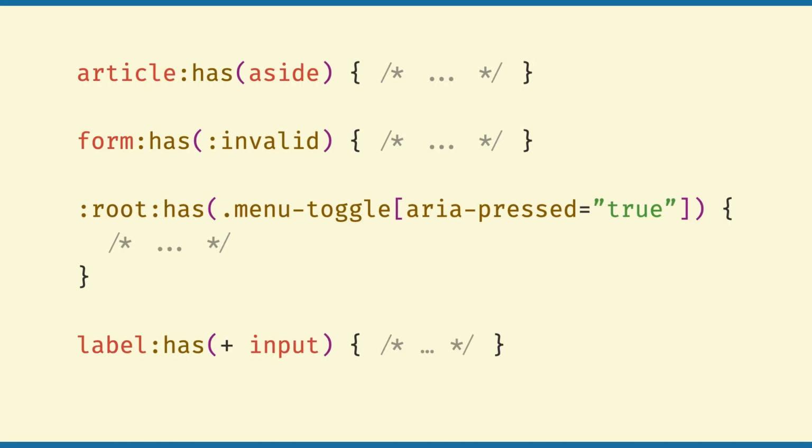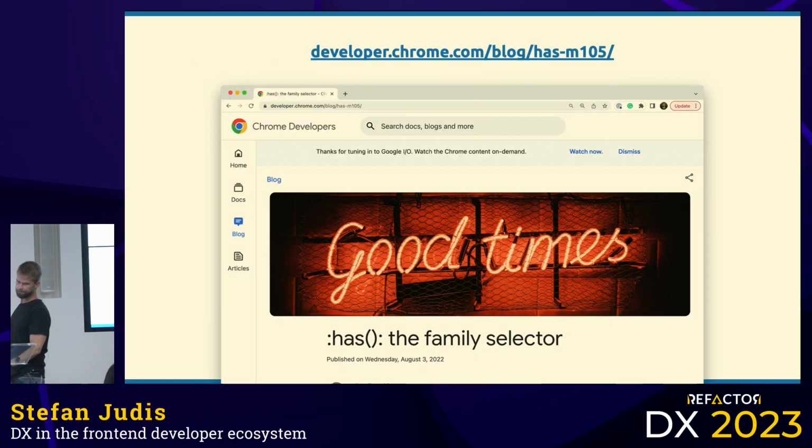If we, for example, want to have an article have a 2/3, 1/3 grid when there's an aside element in there, use has. If you want to style the form when there is somewhere inside of this form an invalid input element, use has. Maybe you want to shift around the entire body when there is a toggle for mobile navigation inside of the body, use has. I think you get the idea, right? This is changing how we will write and use CSS. If you want to learn more about this, you can check out this article.